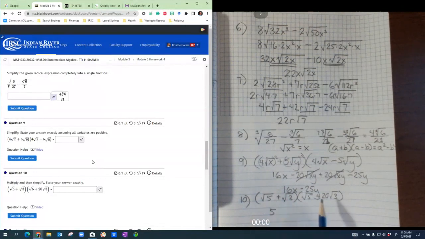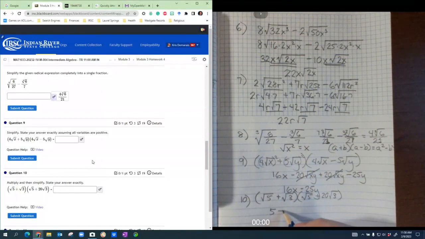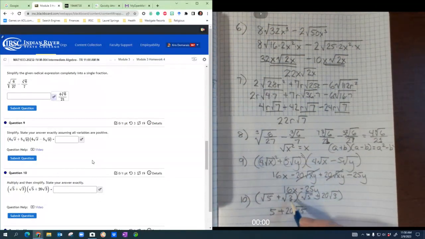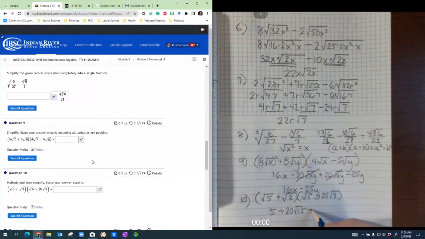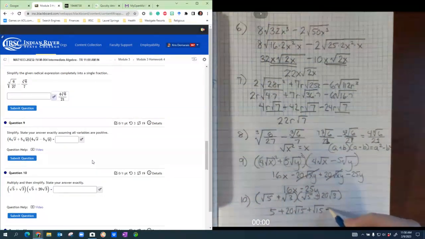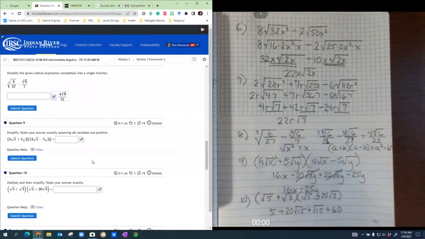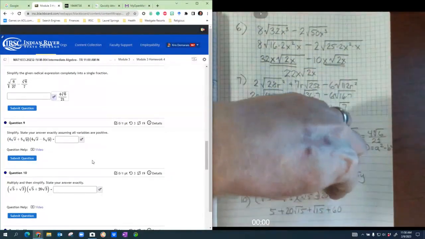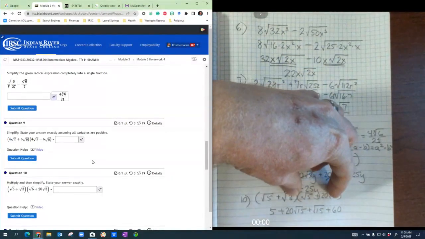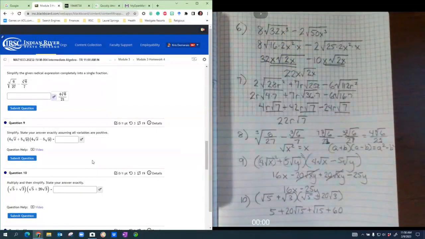Now, radical 5 times 20 radical 3 is going to be plus 20 radical 15. And then I'm going to go ahead and get this one, it's going to be plus radical 15. And then I'm going to multiply these together, and it's going to give me 20 times 3 is 60. Because I'm going to have these multiply against each other, and the 3 is going to come out. Multiply against that 20 gives me the 60.